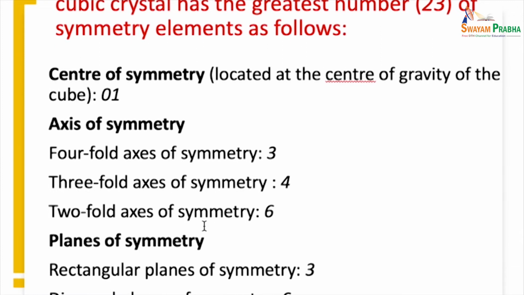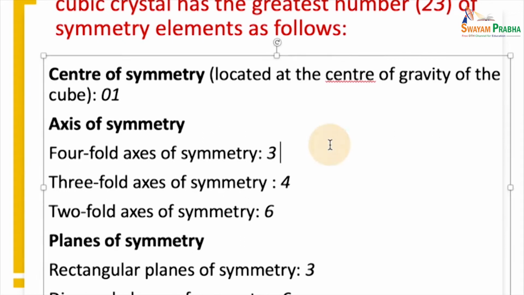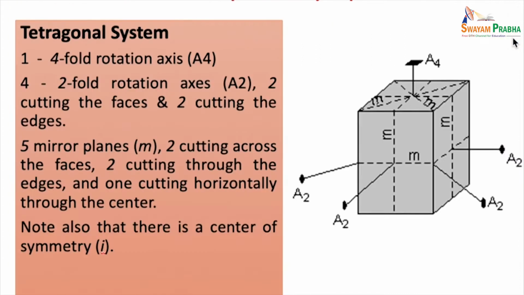You also had planes of symmetry. So there were 3 rectangular planes of symmetry and 6 diagonal planes of symmetry. So all in all, you had 23 symmetry elements in a cubical crystal. We can also take a look at the tetragonal system. So here we have taken an example of a tetragonal system to show how the various symmetry elements are combined in a somewhat complicated crystal.